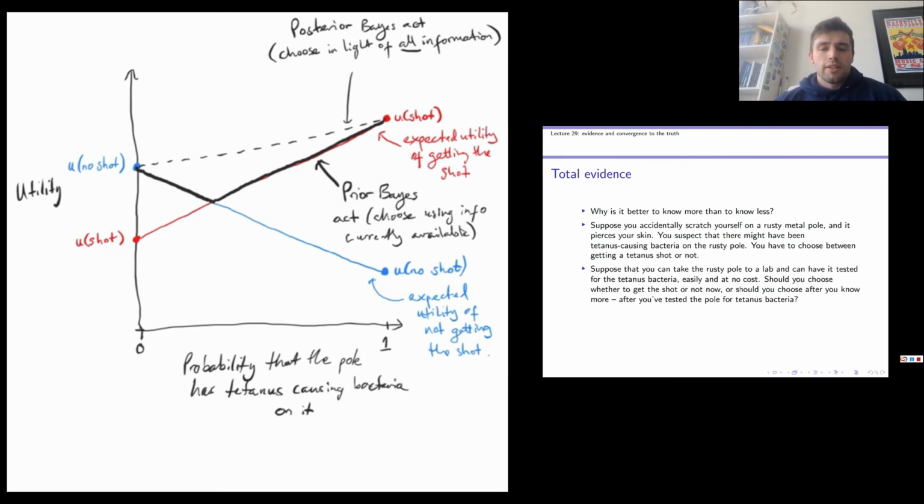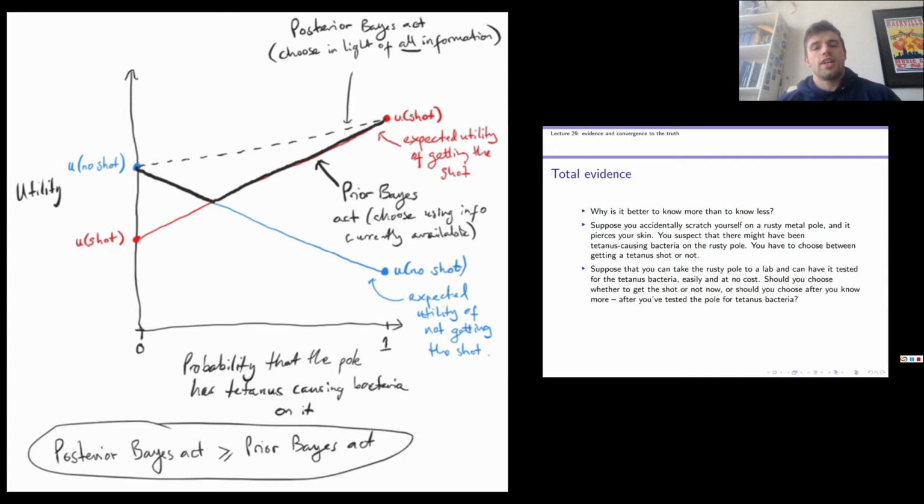The black solid line corresponds to the prior Bayes act when you decide on the basis of the information currently available. The dotted black line corresponds to the posterior Bayes act when you decide after you've learnt the new information. And what we can see is that the dotted line is higher than the solid black line at every point, except when the probability that the pole has tetanus is either 0 or 1, in which case they're equal. And what this tells us, interpreting this, is that you should make your decision on the basis of all the information. So you should get that pole tested and decide after you get the results if you want to maximize expected utility.